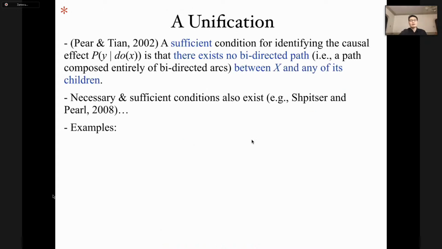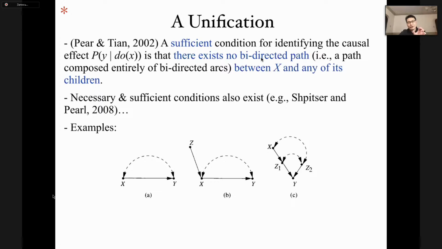And there's also a unification of the graphical criteria for identifiability of causal effects. Basically, a sufficient condition for identifying the causal effect from x to y is that there exists no bidirected path between x and any of its children. Here, by bidirected path, I mean a path with only bidirected edges. And by bidirected edge, I mean a confounder.